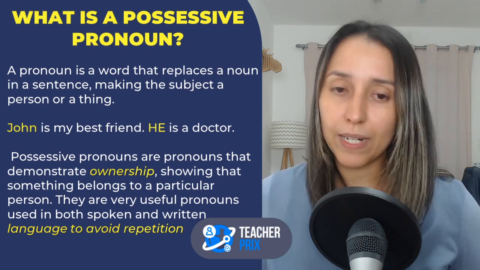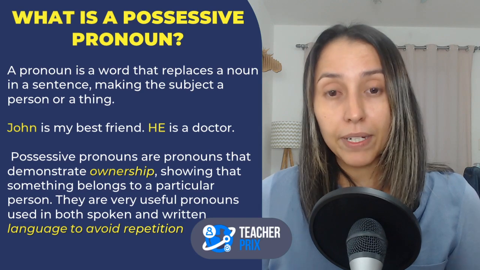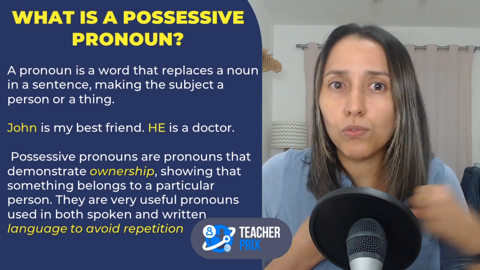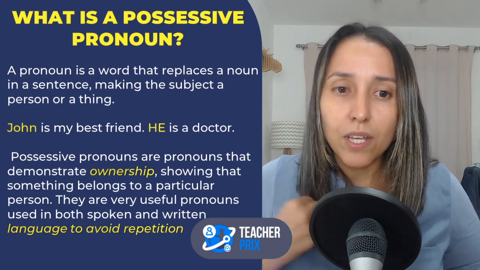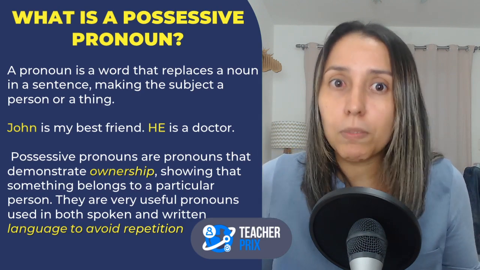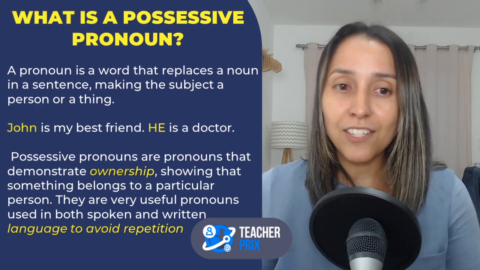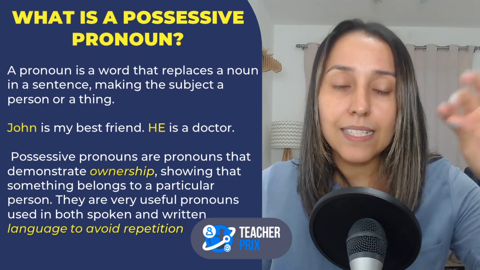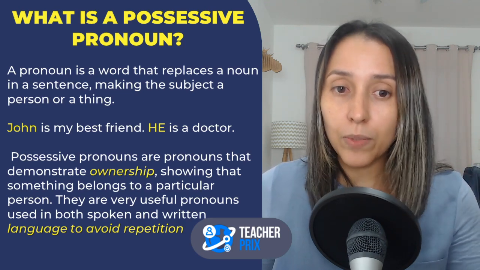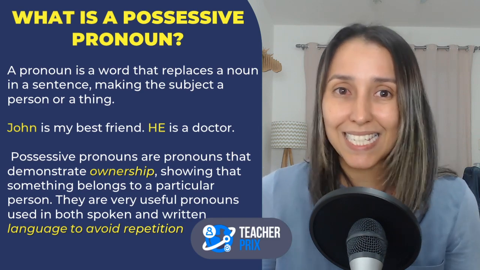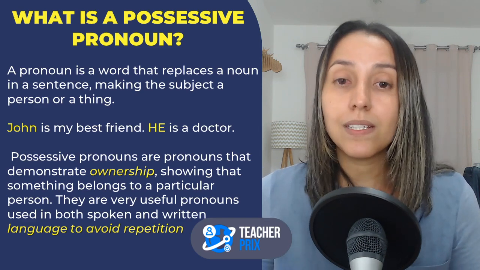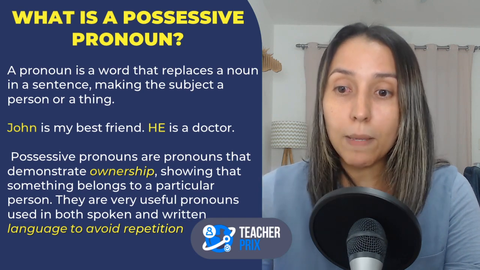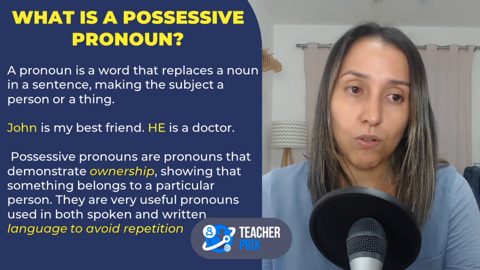Now, possessive pronouns, on the other hand, are pronouns that demonstrate ownership, to show that something belongs to you or to the person you're talking about. So this object belongs to a particular person. Just as in the example, I didn't want to repeat John, so I used he. The same thing happens with these pronouns. Basically, we use them because we don't want to repeat the same language. This is used both in written and spoken language because I don't want to be repeating. So that's the idea.